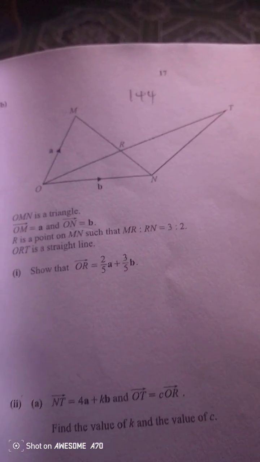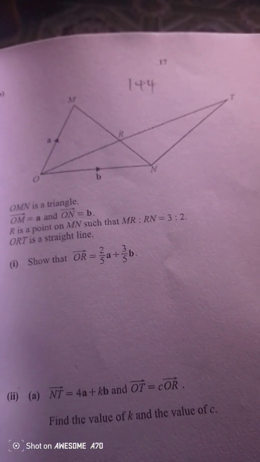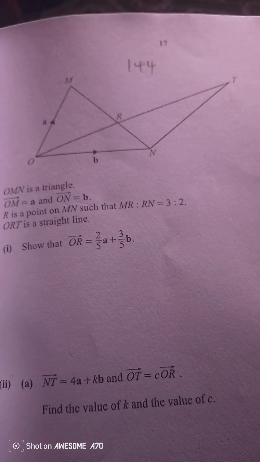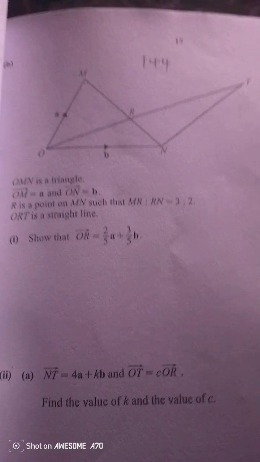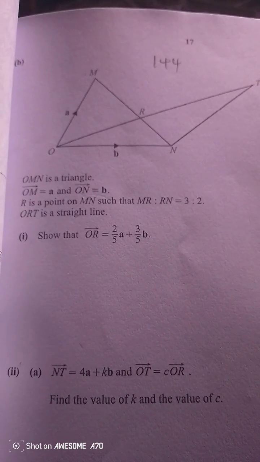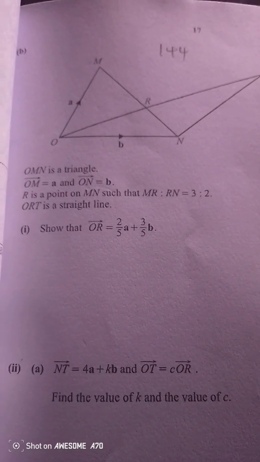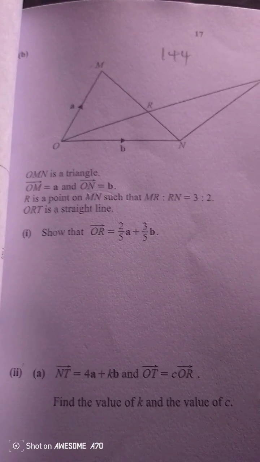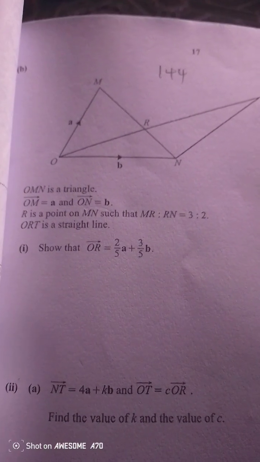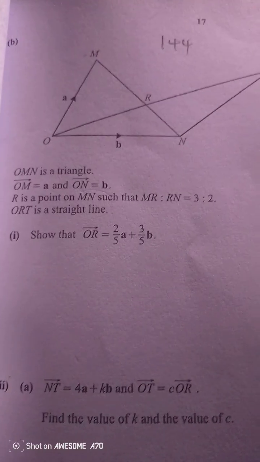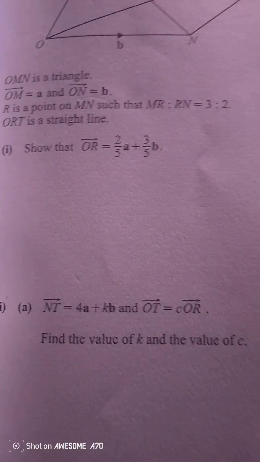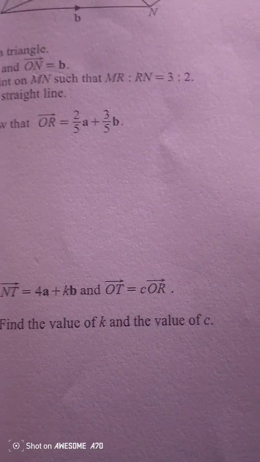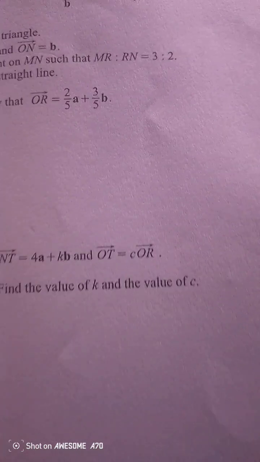In the diagram, OMN is a triangle. OM is equal to a and ON is equal to b. R is a point on MN such that MR to RN is 3:2. ORT is a straight line. Part (i): show that OR is equal to 2/5 of a plus 3/5 of b.